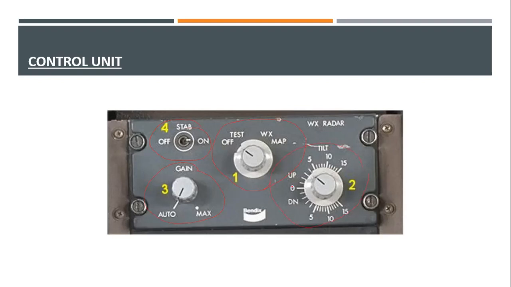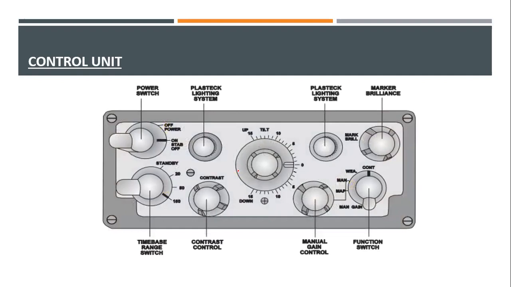Okay, these are the basic ones, and this is the newer or the modern version. In this one, you can see this is the power switch. This is the time-based range switch: how much range you want? It is 20 nautical miles, 50 nautical miles, 150 nautical miles. I think it is 80, I don't remember. And there is a standby button also. Okay, not required, not required.